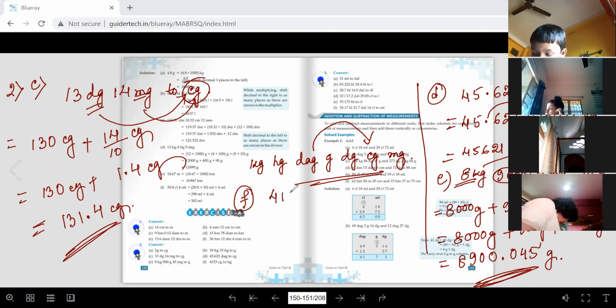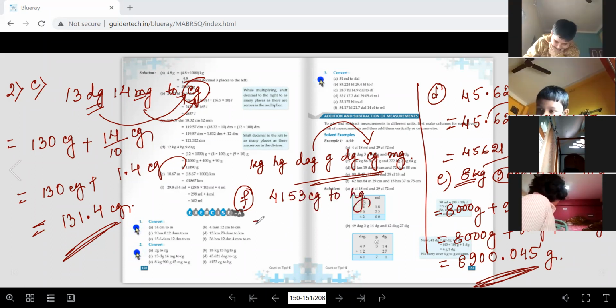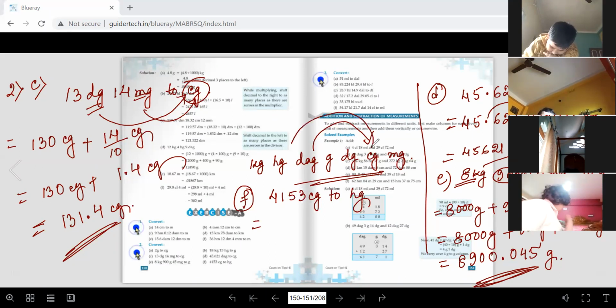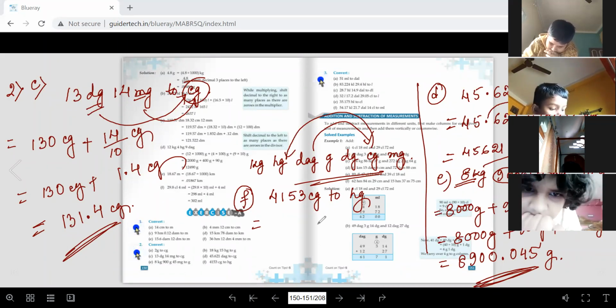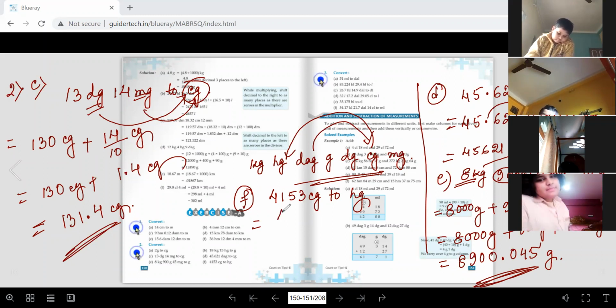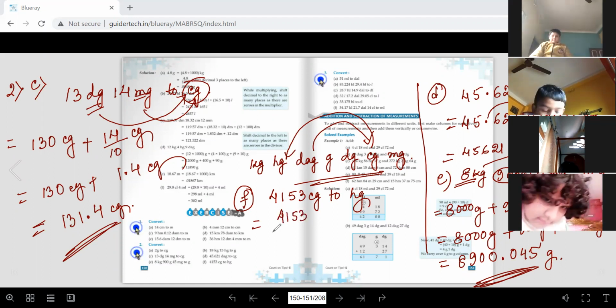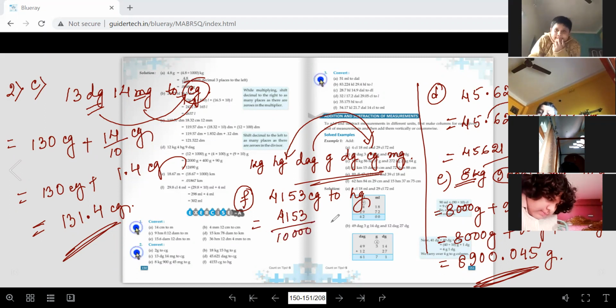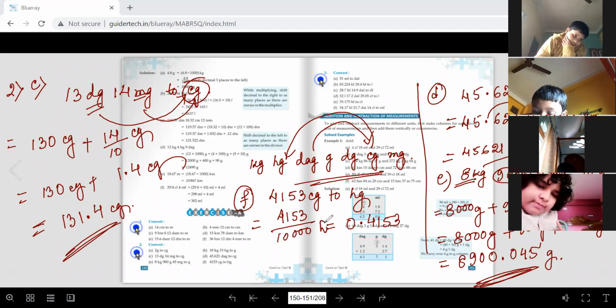Look, it is given 4,153 centigram to hectogram. Say, very easy. Centigram to? Divyanka, say. Ma'am, 0.4153 hectograms. No, the steps, not the answer only. Say. Ma'am, 4,153 by 10,000 hectograms. Yes, and hectogram also. Okay.